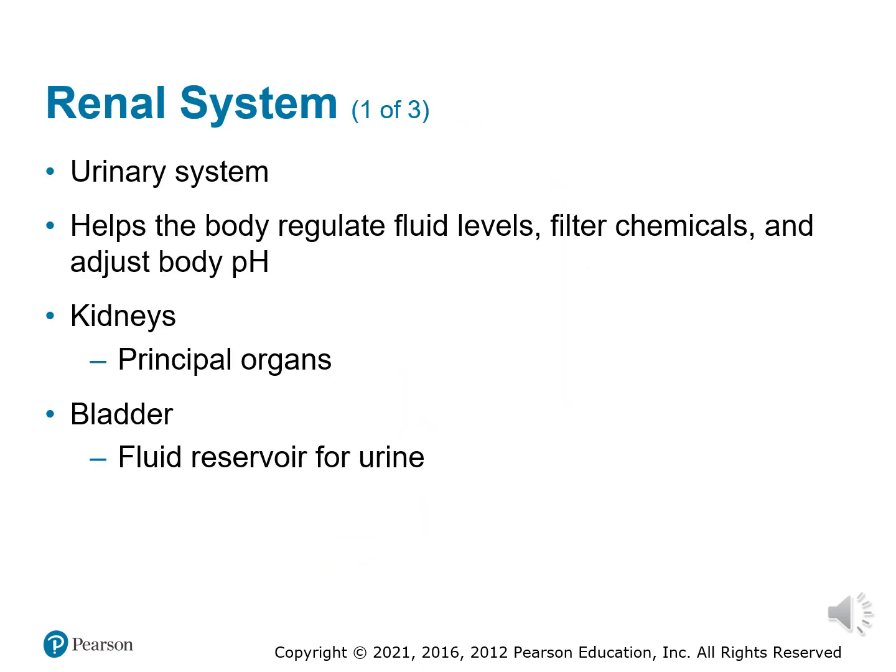Then we have the renal system, which is also called the urinary system. It helps the body regulate fluid levels, filter chemicals, and adjust the body's pH. Then with the kidneys, those are your principal organs, and the bladder is the fluid reservoir for all of the urine.